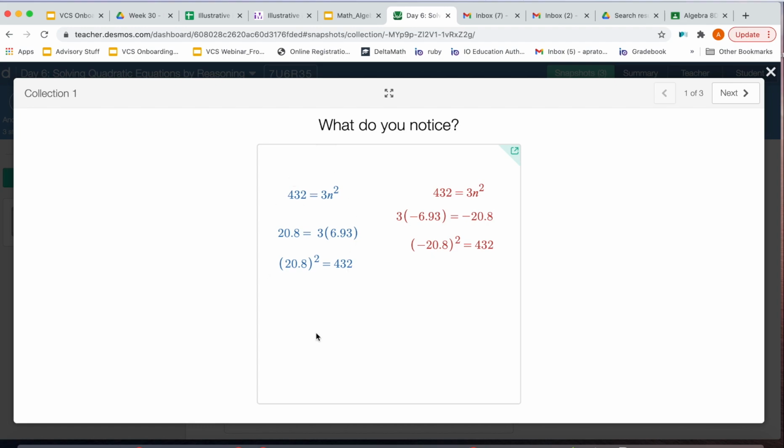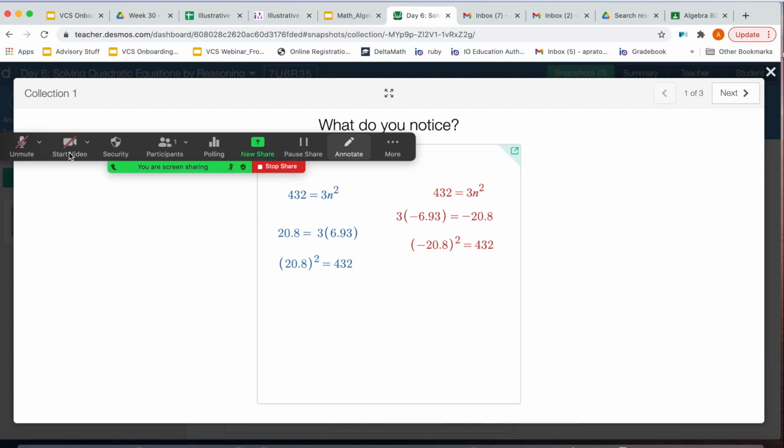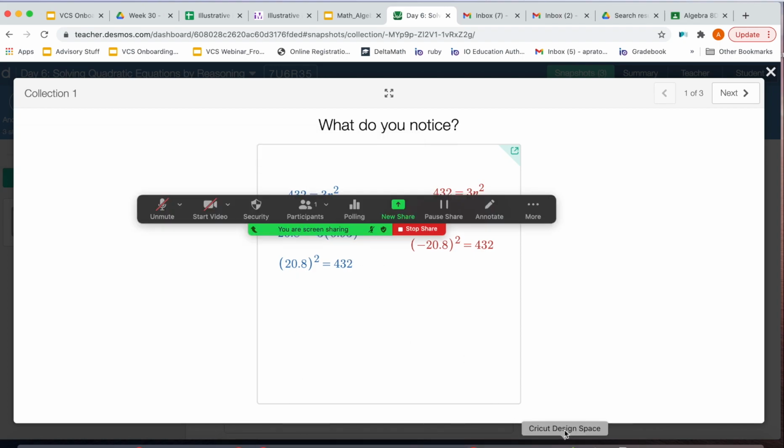What's the misconception that exists here? What are they thinking? Well, they're thinking that they have to do 3 times n first and then square it. Why is that not the first step? Why would you not do 3 times n first and then square it? You can give them time to talk about it. Oops, I want to pull up the annotation tool.